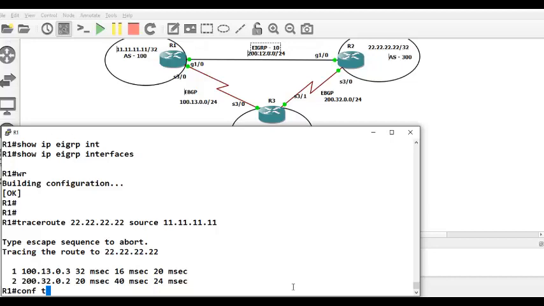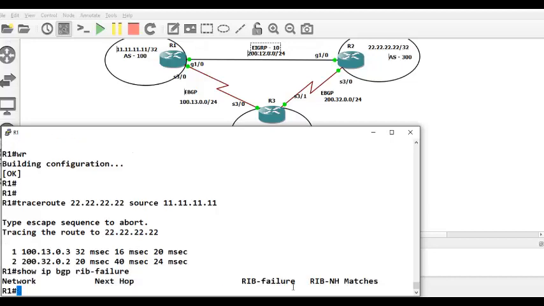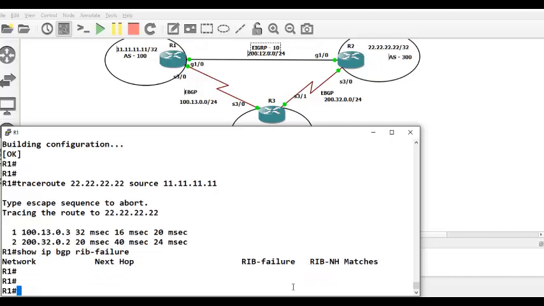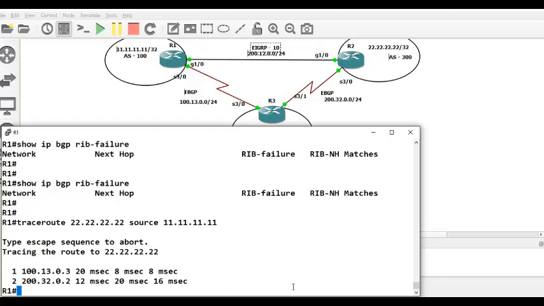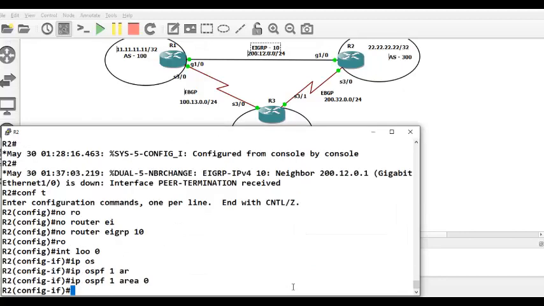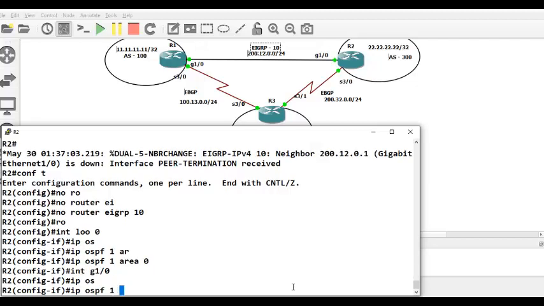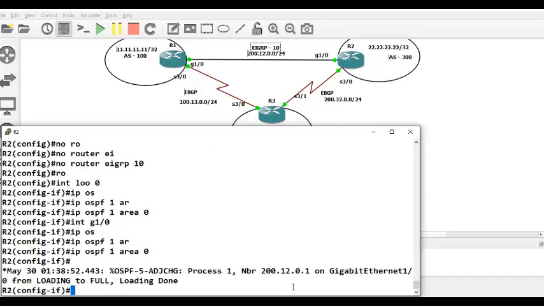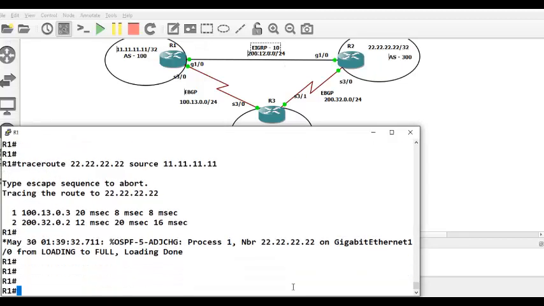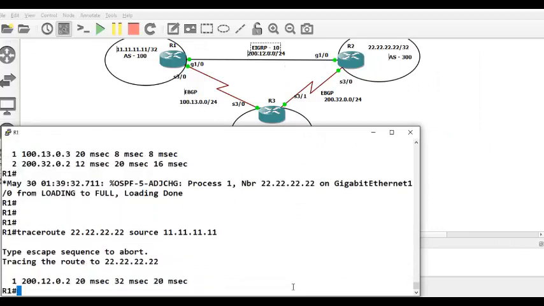Show IP BGP. No RIB failure now. It goes via 2 hops. Interface G1/0, IP OSPF 1 area 0. Now you will see OSPF coming up. Okay, good. And now going back and check one hop.